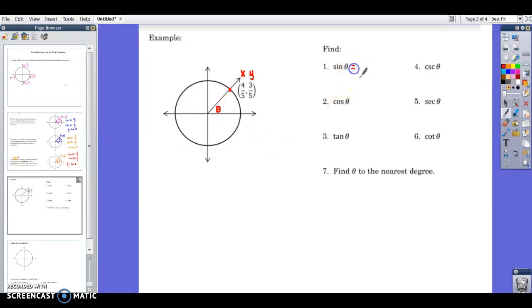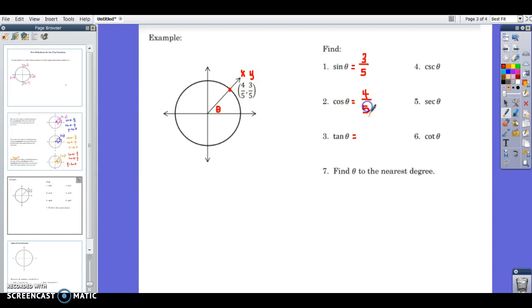So they're asking us to find our 6 trig functions. We know that because this is a point on the circle, and this is the angle theta that I'm looking for, the rules or the definitions that we just came up with apply. So the sine of theta is the y-coordinate of the point. So my sine of theta would be 3/5. Right? My cosine is the x-coordinate.